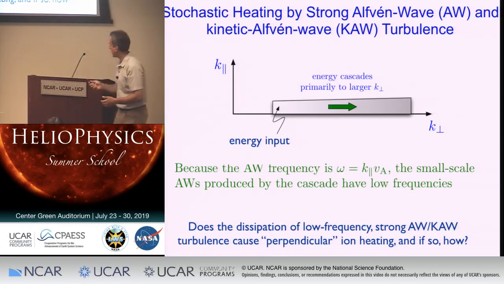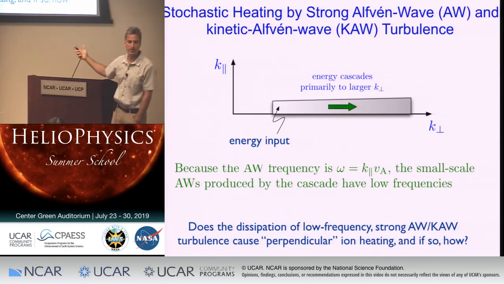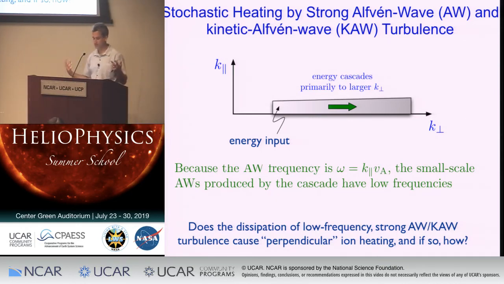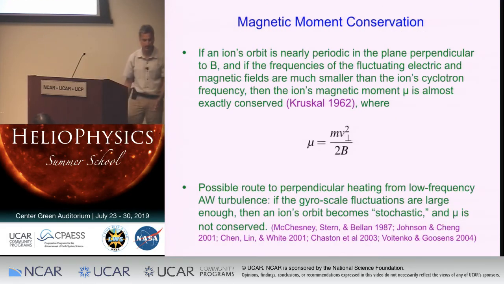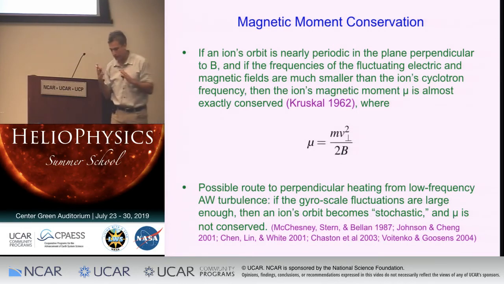That means that in k space, the energy is spreading out not to large parallel wave numbers, but to large perpendicular wave numbers, and maybe a little bit to somewhat larger parallel wave numbers. But the Alfvén wave frequency isn't omega equals k perp V_A, it's omega equals k parallel V_A. So this energy isn't going up to the high-frequency cyclotron frequency range that we would need for cyclotron heating. It's going out here. So the question is, does this perpendicular cascade lead to perpendicular ion heating?